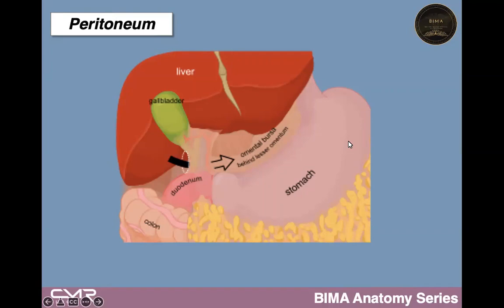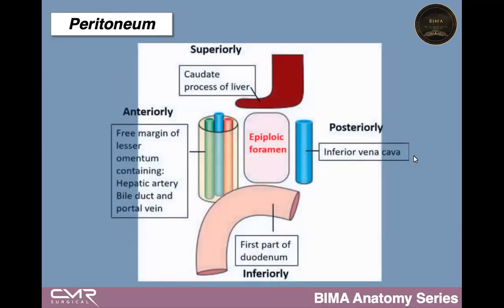Right, so what are the boundaries of the epiploic foramen? You're looking at it now as if this is a sagittal image of the abdomen, anteriorly here, posteriorly here, superior and inferior margins. Anteriorly, you have the free margin of the lesser omentum, which is containing the porta hepatis. You've got the hepatic artery, you have the bile duct, you've got the portal vein. Superiorly, we've got the caudate lobe of the liver.